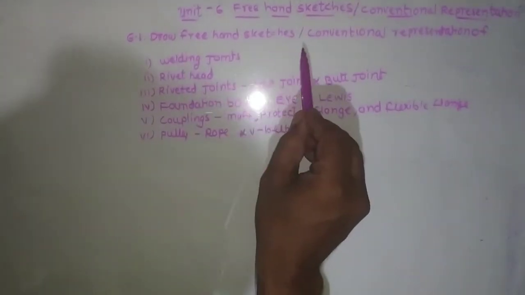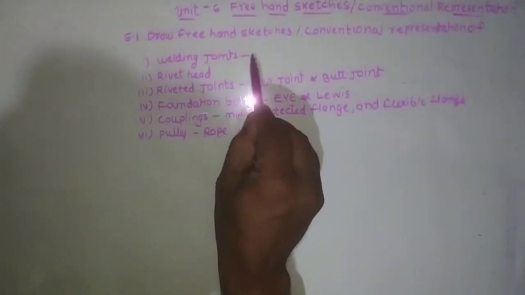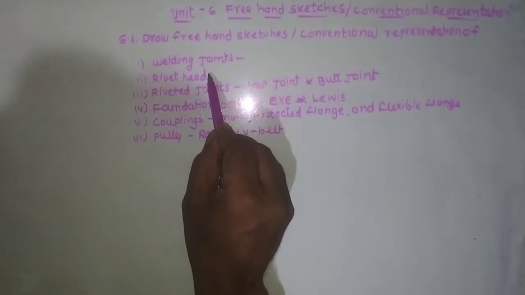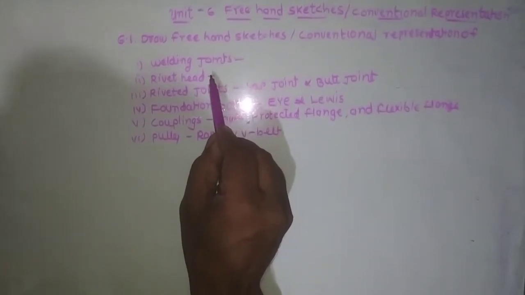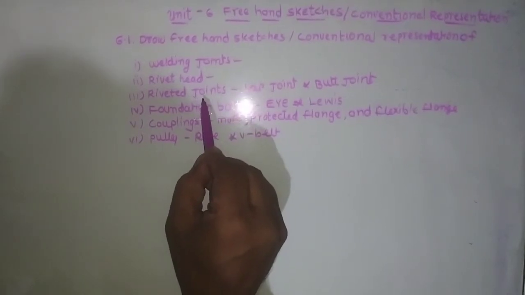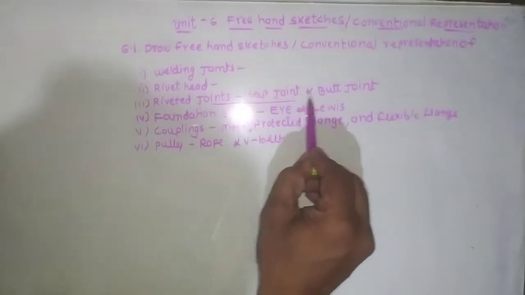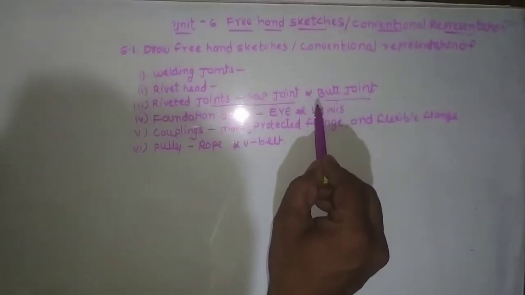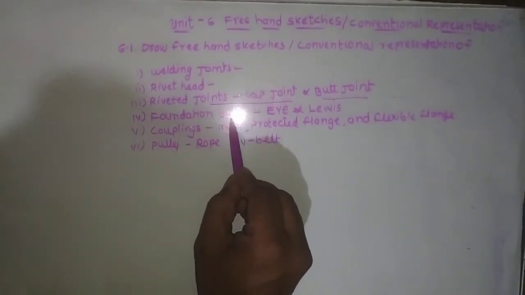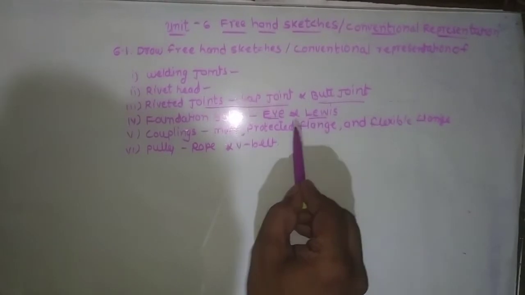Draw the freehand sketches, conventional representations of. First we have to study the welding joints types, various types of welding joints. We will first study the rivet head. What is the rivet and rivet head? And next we will study the riveted joints, that is lap joint, butt joints and their types. We will study the various foundation bolts, that is I foundations and Lewis foundations in your syllabus.